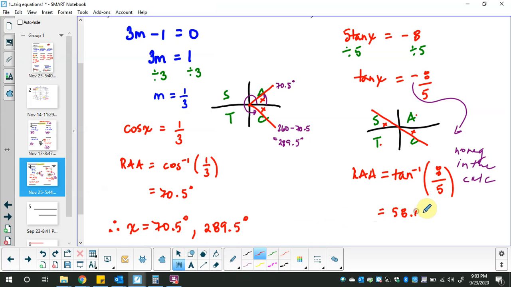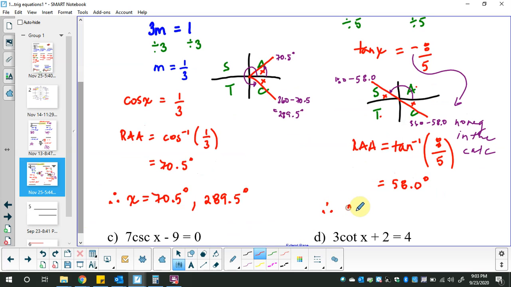And that is not the answer, that is the RAA. So this, from here all the way around to the line would be 180, but I didn't make it to 180. I fell short by 58.0. So this is 180 minus 58.0. I'll figure that out in a second. And this one is the same as this one, so 360 minus 58.0.